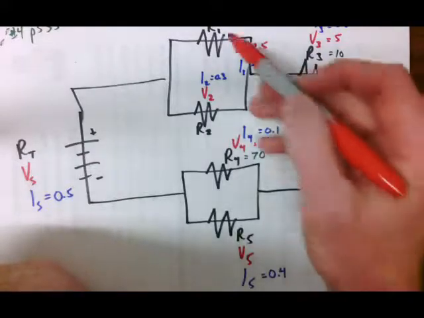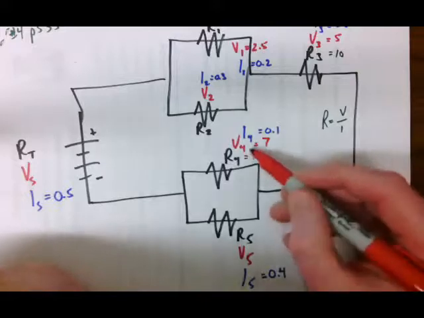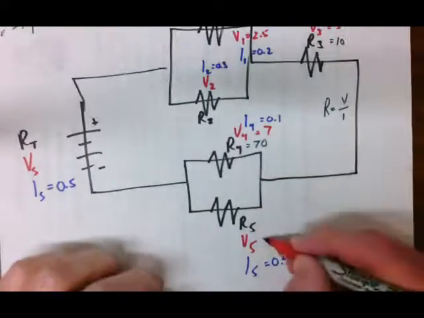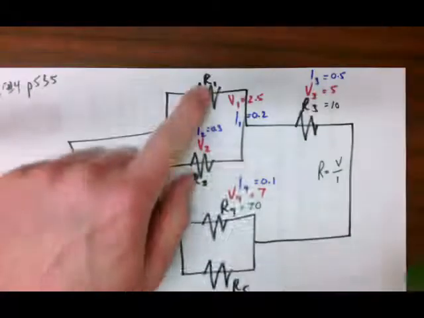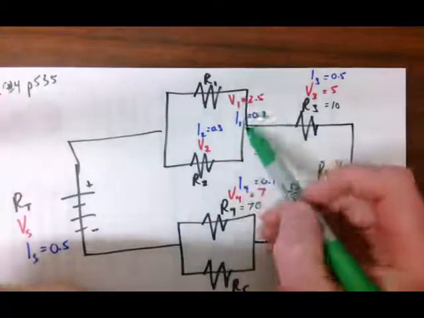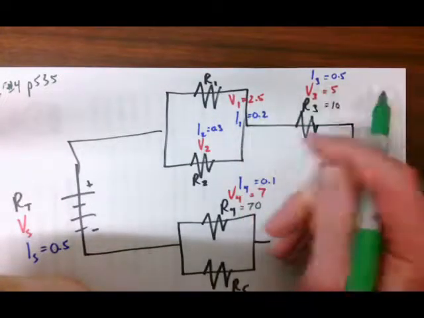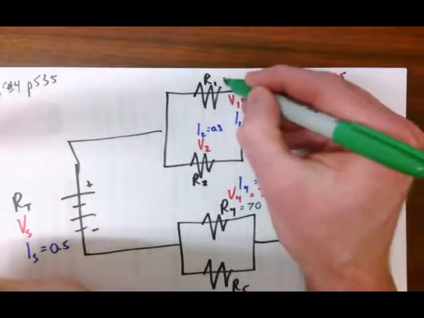Where else? Let's go over here maybe. There's so many different things we can do. The 7, well, I have the red marker in my hand. Parallel, they equal, right? So this is going to equal 7. I want to do this one. R is V over I. 2.5 over 0.2. That's 25 over 2, so it's 12.5.